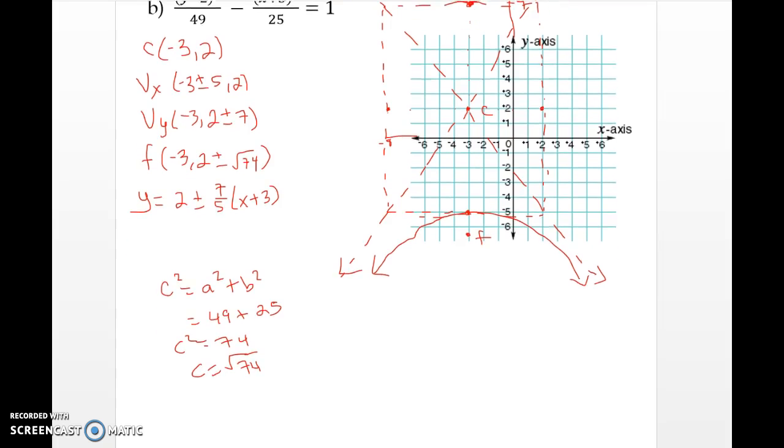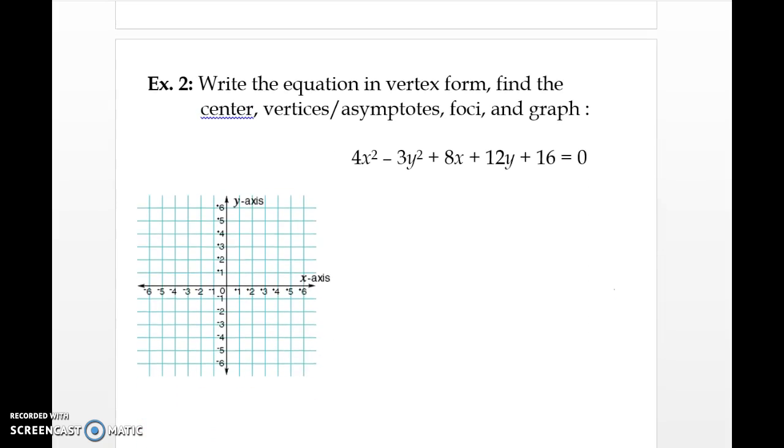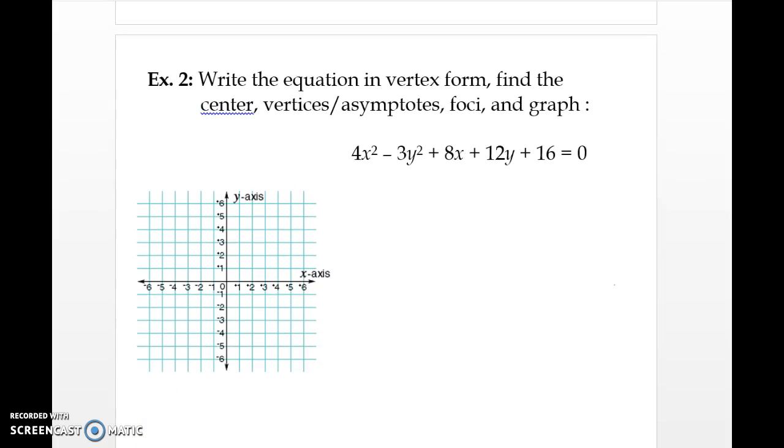Okay, so we are going to continue on and say what happens when you have expanded polynomial form. Just like with ellipse, you're going to have to complete the square. We want to group together our x's and our y's. So we have 4x squared plus 8x. And I'm going to keep the sign inside. So negative 3y squared plus 12y equals negative 16.